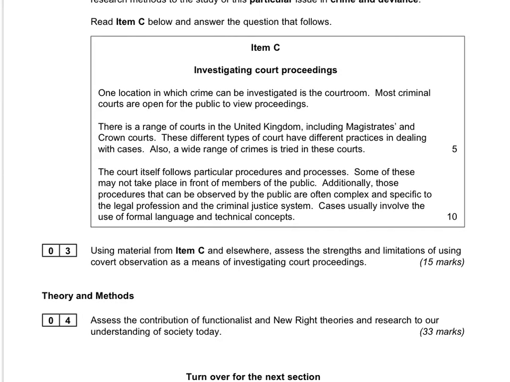Any ideas that I might be having just by quickly scanning, I might write them down around the edge. And the theory and methods, the 33-mark question, is looking at the contribution of functionalism and new right research. It's up to you. If you feel that you are confident in that 33-mark question, have a go at doing it first, possibly. Some people do that. I don't do that generally, but some people do that. And because it's such a high-value question, I can highly recommend doing that if that's something that you prefer to do. Anyway.